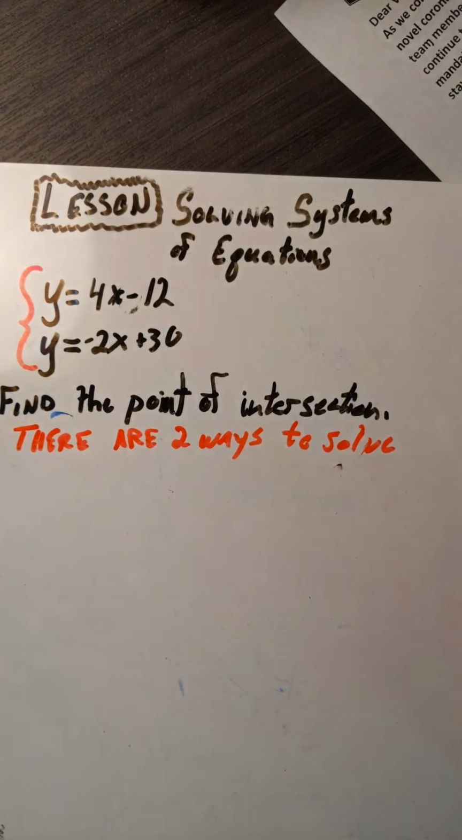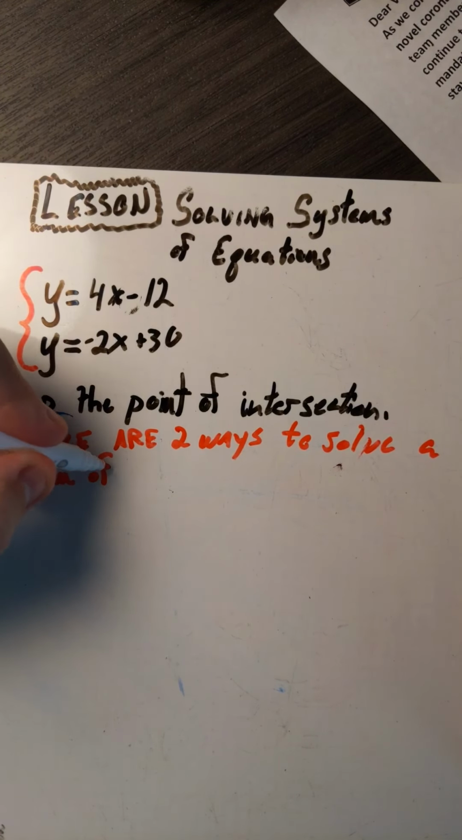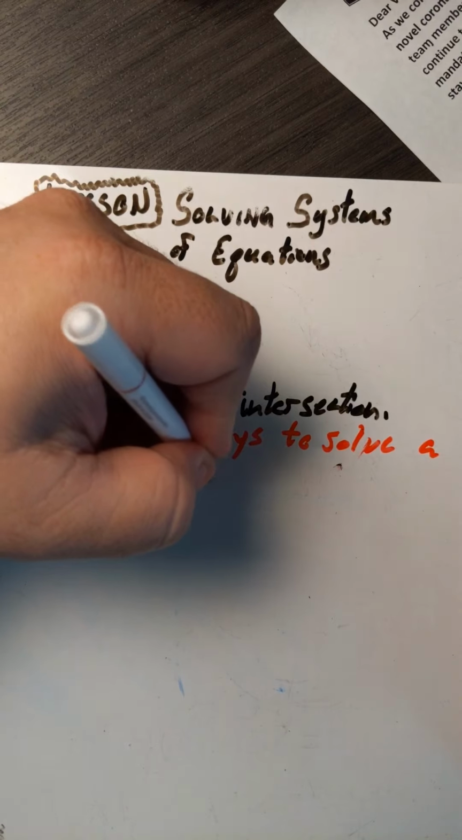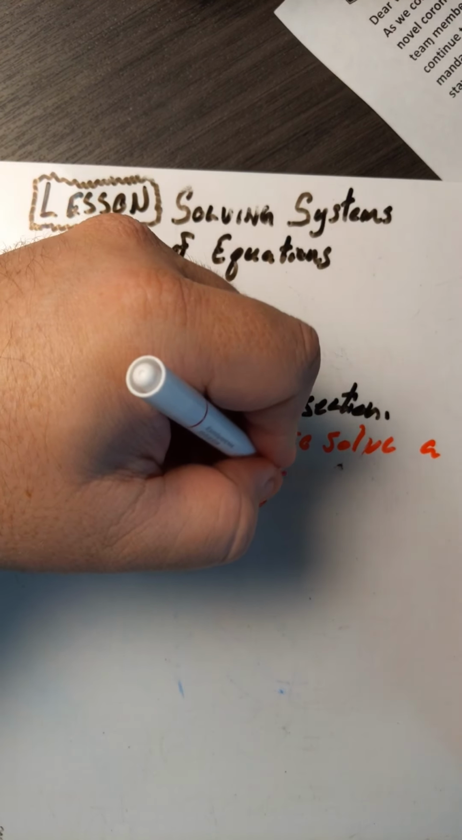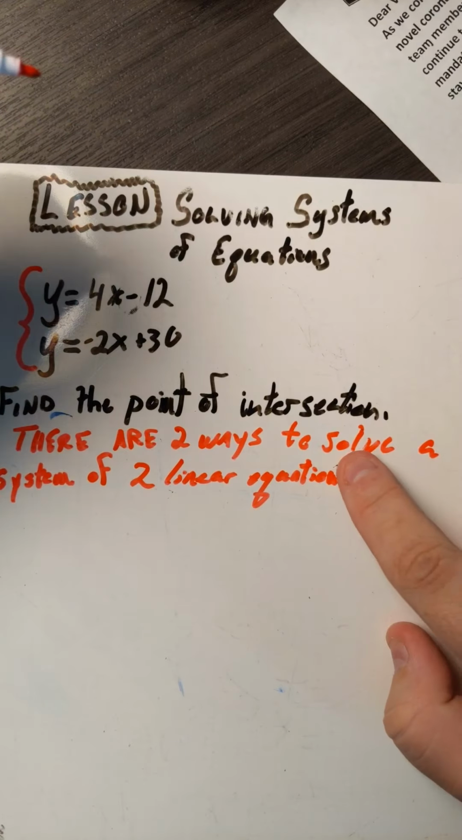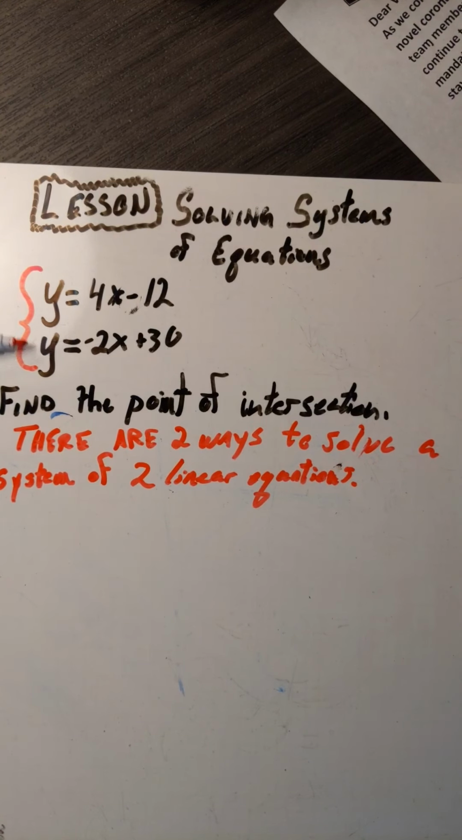So there are two ways to solve a system of two linear, meaning lines, equations. So two linear equations. So here's one equation, there's the second. So there's two of them here. And there are going to be two possible methods that we are going to talk about. The first one we will talk about today. Okay, and that method is called substitution.